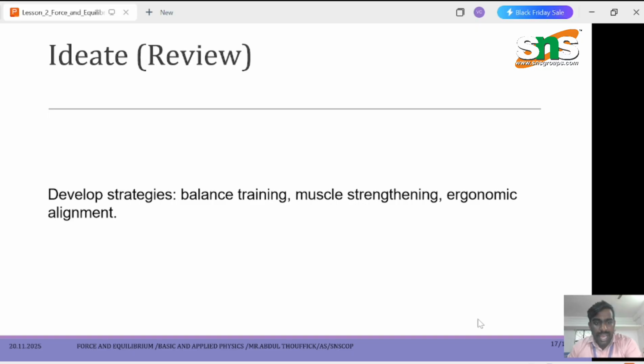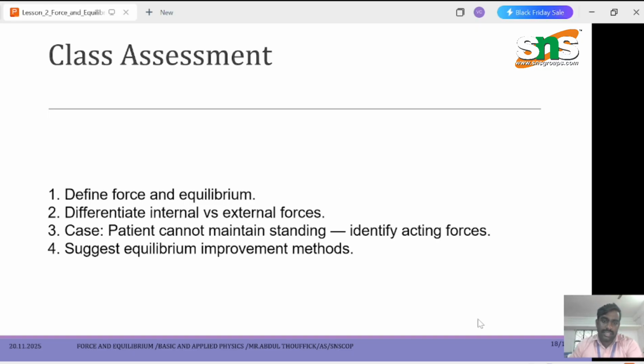So, what are the questions I may ask on this? Define force and equilibrium. Differentiate internal and external force. A patient cannot maintain standing; what forces are acting? And the fourth question: suggest one method to improve equilibrium. These are the questions that may be asked, the most important questions for this topic.